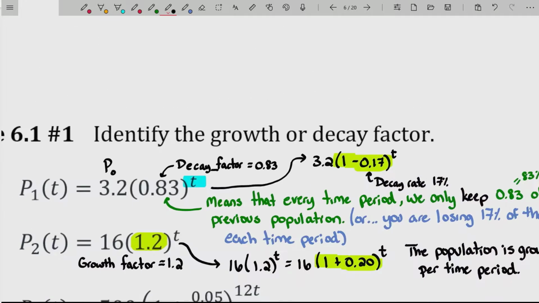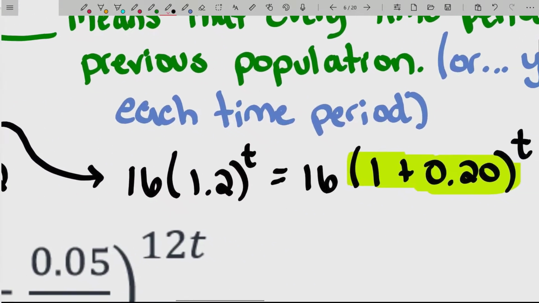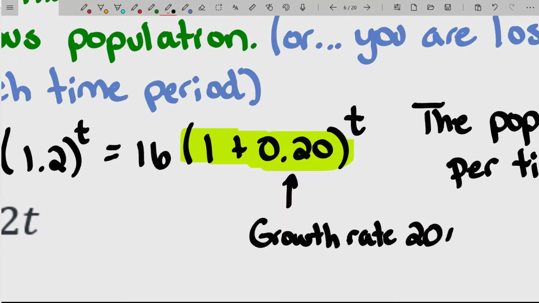Looking through the other problems, the next one was a 1.2, wasn't it? And I even wrote that as a 1 plus 0.2. Well, 1 plus means you have a growth rate, and the growth rate here is 20%. So every exponential function has two growth or decay statements. The first is going to be a growth factor, which is in this case 1.2. And then the next is going to be the growth rate, which is what comes after the 1. It's the 0.2. So the growth rate is 20%.